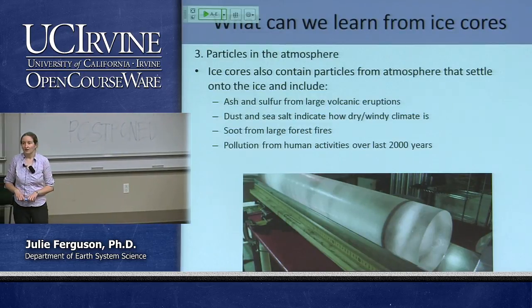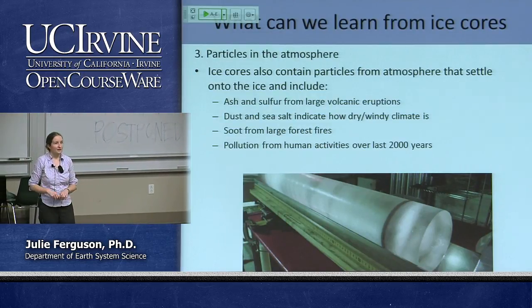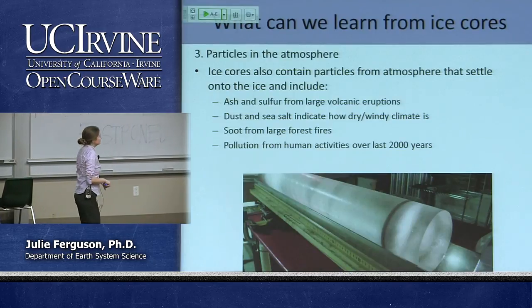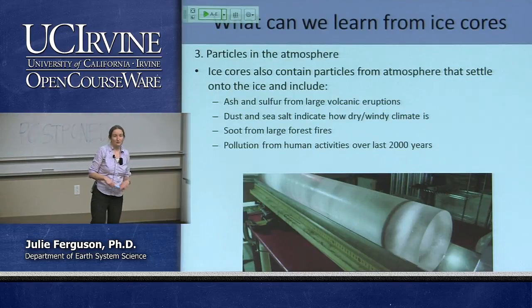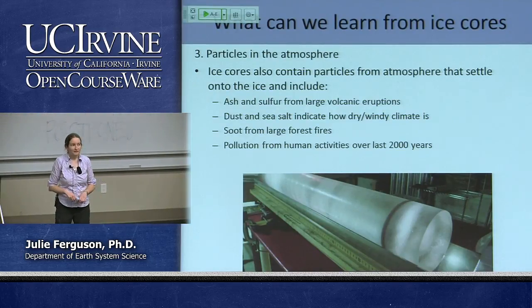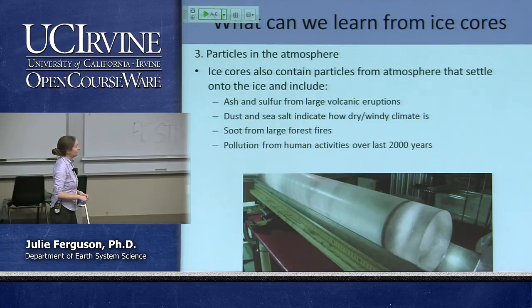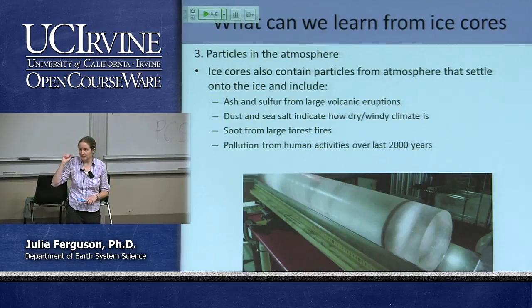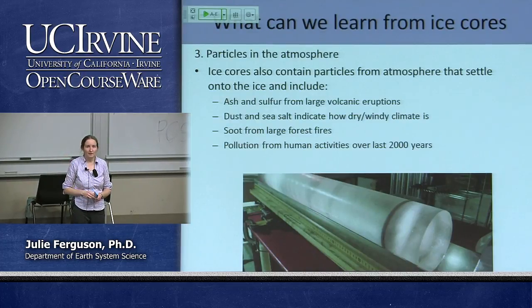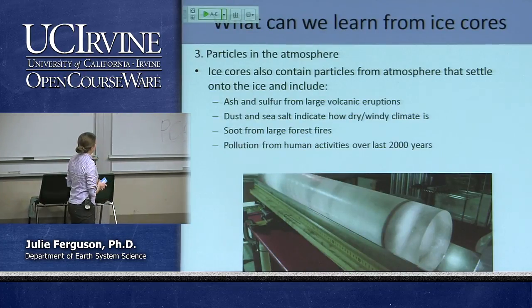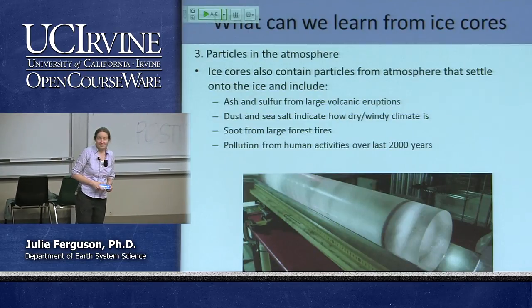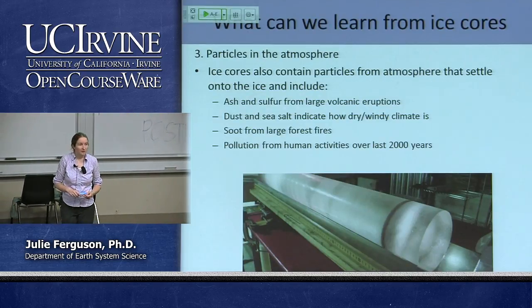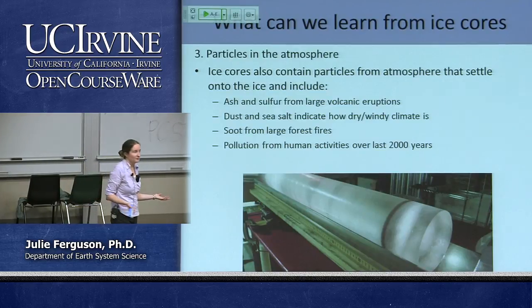We can find out sort of how much ash there was in the atmosphere at different times due to volcanic eruptions. We can find out how much dust and sea salt there is, which indicates how dry and dusty or how windy conditions were. We can find sort of soot from large forest fires, so we might be able to identify, especially in mountain glaciers, when there were periods of heavier forest fire activity. And also, in particular, for the last 2,000 years or so, we can see really clear signals of human pollution.